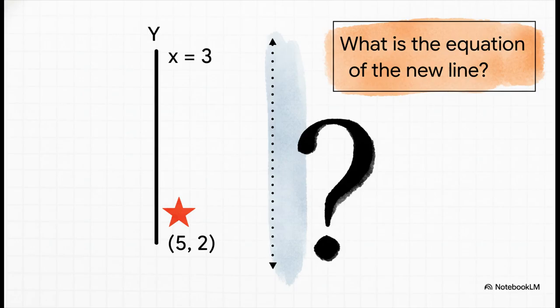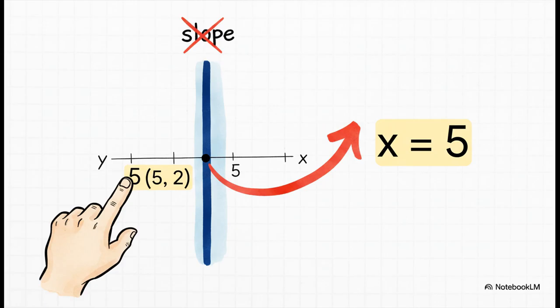So here's the scenario. Find a line parallel to x = 3 that passes through the point 5, 2. Now, that equation x = 3 might look a little weird, but all it means is a perfectly vertical line where every single point on it has an x-coordinate of 3. So for these vertical lines, the whole idea of slope kind of breaks down. So you know what? We can just ignore it. The logic is actually way simpler.